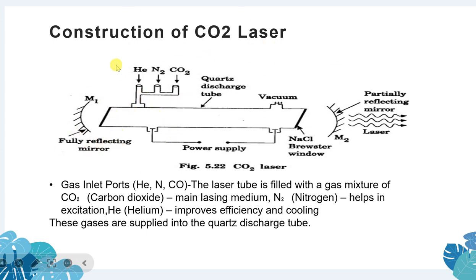From the outlet, the three gases are continuously moving inside the quartz discharge tube, and there is a vacuum tube, and there is a power supply port, and here this is an NaCl Brewster window. From these the gas is passed and reacting with the NaCl, then the laser will be emitted, right? I've told two mirrors.